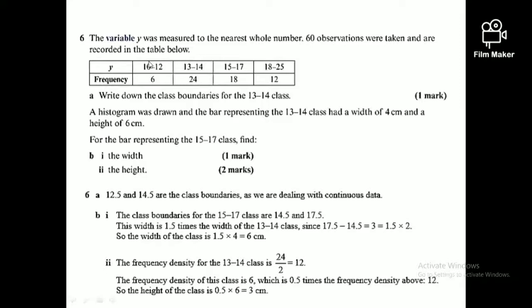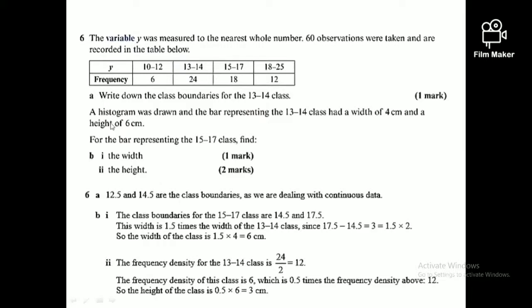This one also you have to do the same. What do you get? 9.5, 12.5. The gap of 0.5 should be brought to the lower side and to the greater side. This is 9.5 to 12.5, this is 12.5 to 14.5, then this is 14.5 to 17.5, and this is 17.5 to 25.5. That is how to do it. For 13 to 14, the class boundaries should be 12.5 to 14.5.